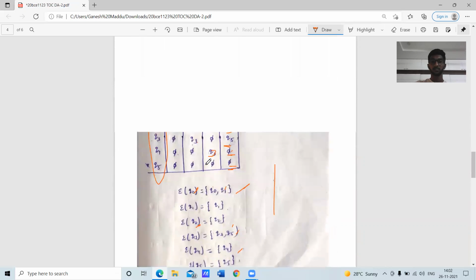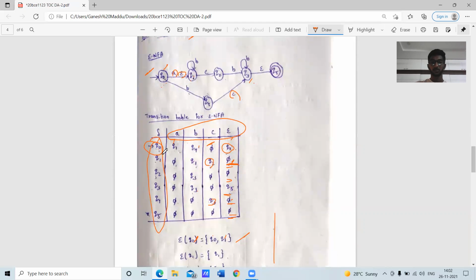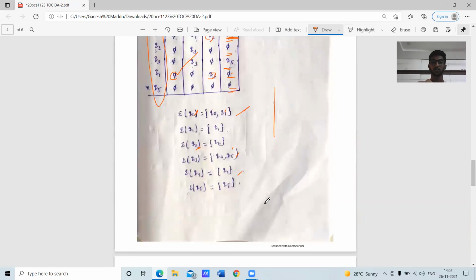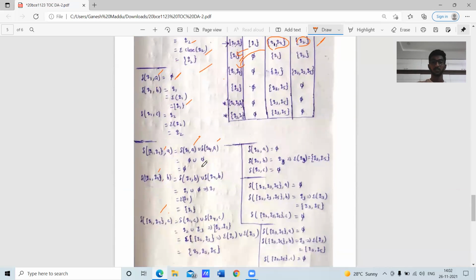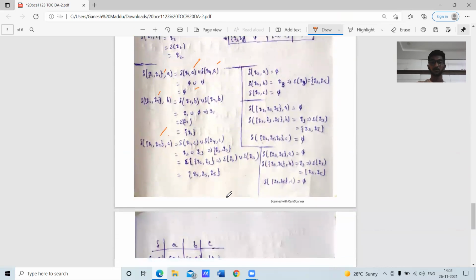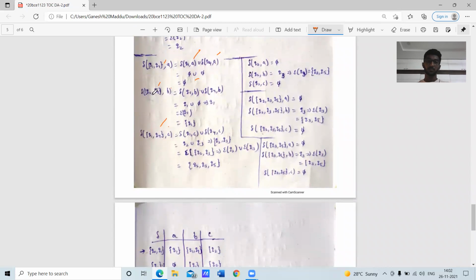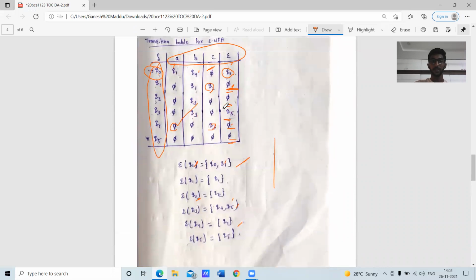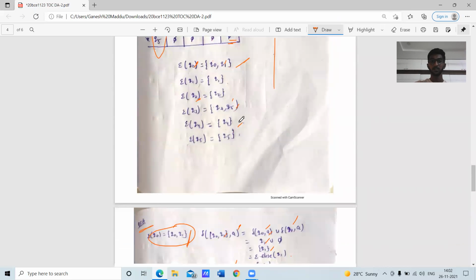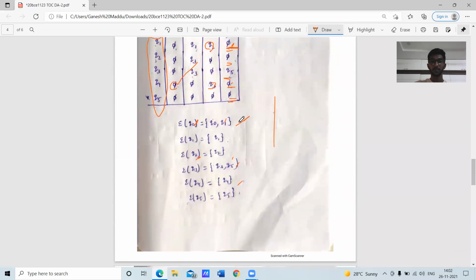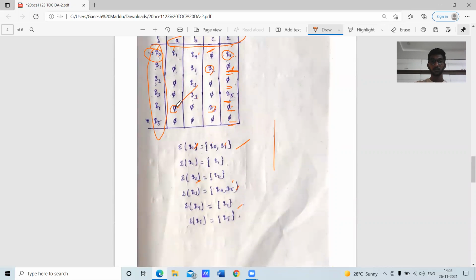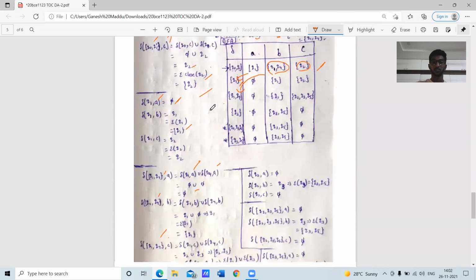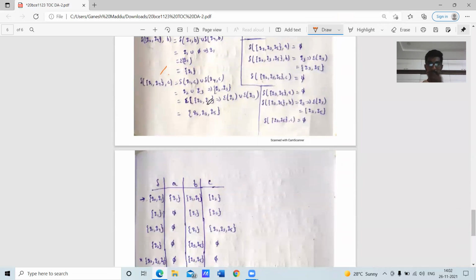There are no states, I think. Q1 on A has no transition, and Q4 on A has none. So this is ϕ, and the epsilon closure is also ϕ. For Q1, Q4 check B like that. For Q1 on B, we are getting Q1. Next for Q4 on B, we are getting ϕ. So just Q1, and the epsilon closure of Q1 is also Q1.